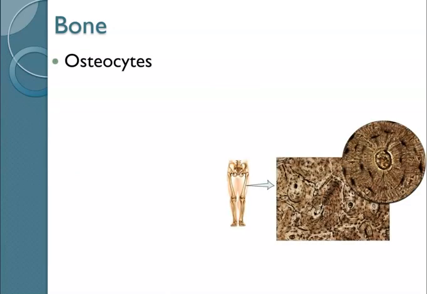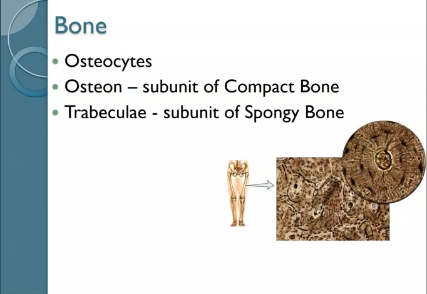So bone-wise, osteocytes are mature bone cells. We have two types of bone connective tissue. We'll talk more in detail in chapter 6 of the textbook. It's compact bone, which is much harder, as the name suggests, and then spongy bone. One of these is the osteon. That's the subunit of compact bone, while the subunit of spongy bone is called trabecula. We'll look at it again in chapter 6.